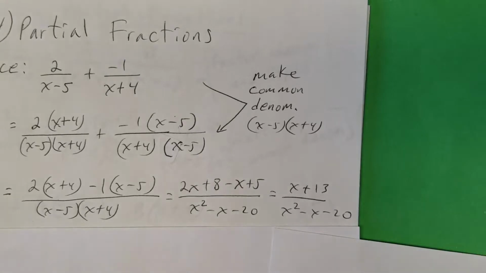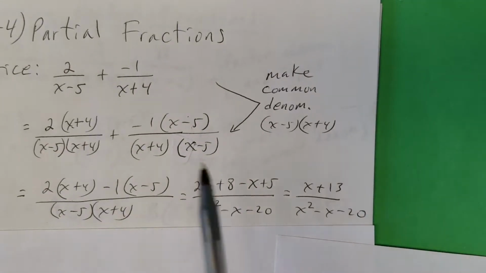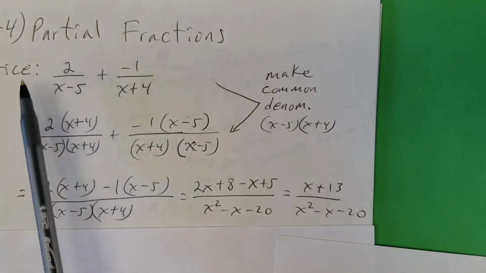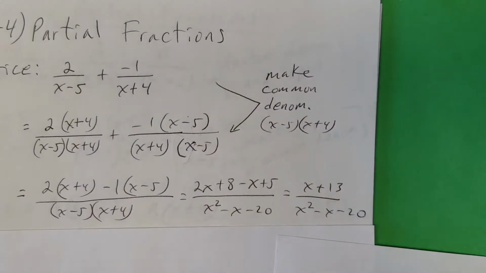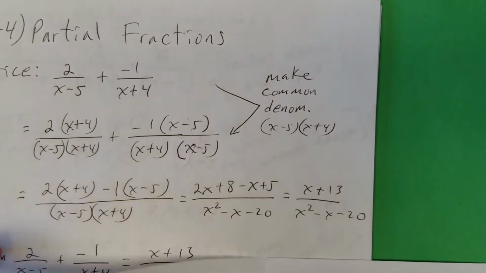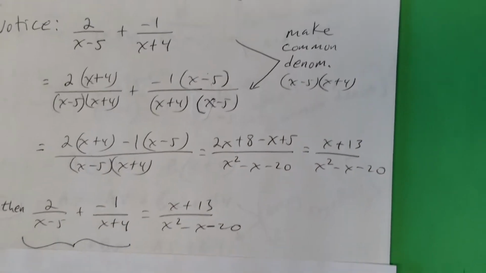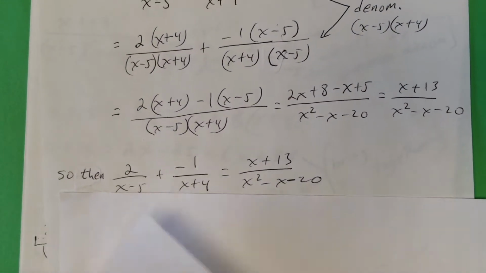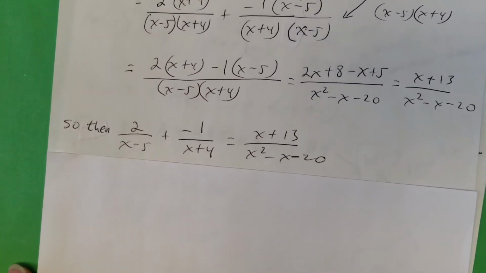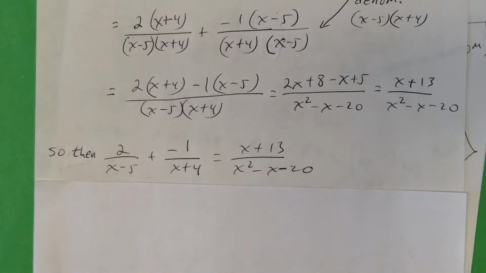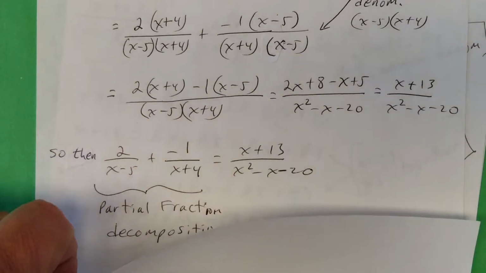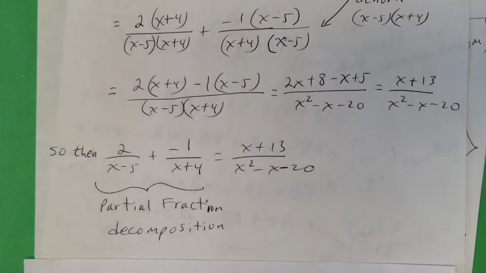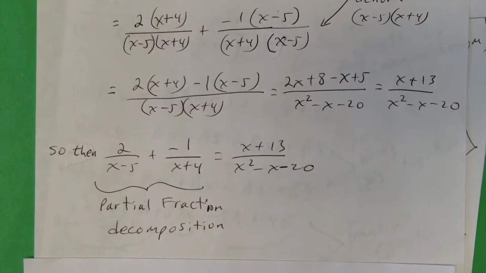So what just happened was we added these two fractions, and this was our answer. So that's what I wrote down here: the sum of those two fractions is equal to this answer. So what we want to do is go backwards.